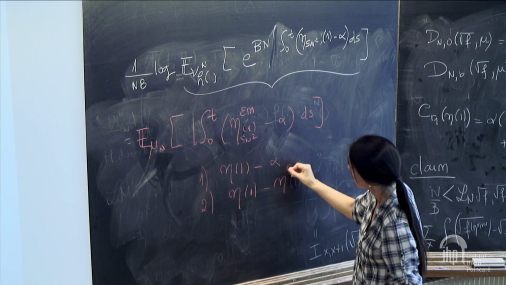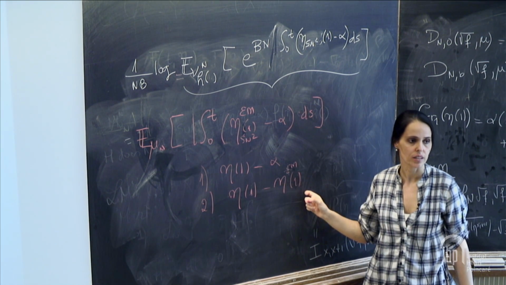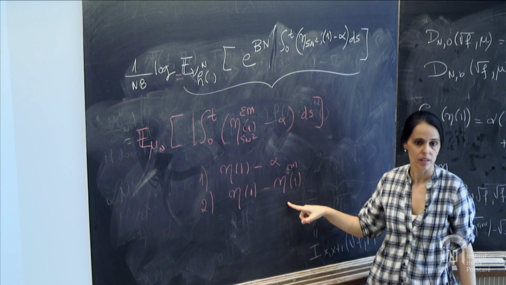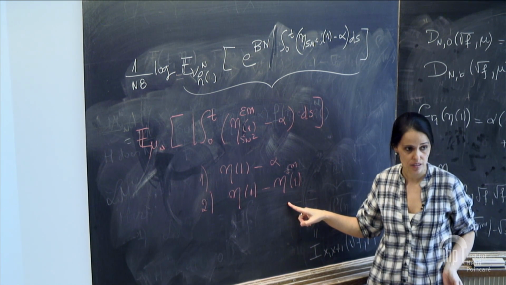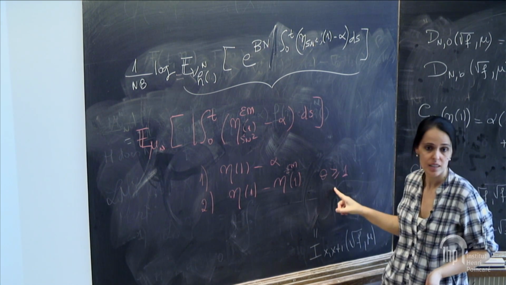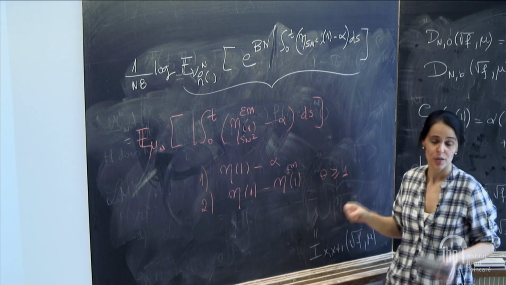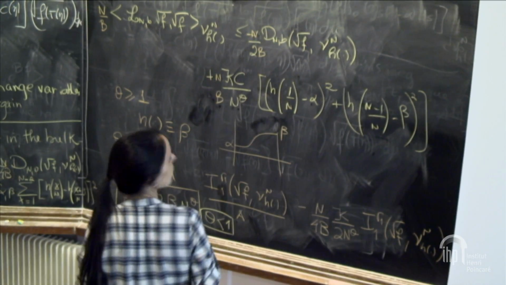Eta 1. Okay, and you combine these two things. So let me tell you how you prove this one, which is exactly the one that we need for the Robin and the Neumann boundary conditions. Remember that in Robin and Neumann, theta is greater or equal to 1. So we are happy because the measure that we can take is the Bernoulli product measure. I erased it.